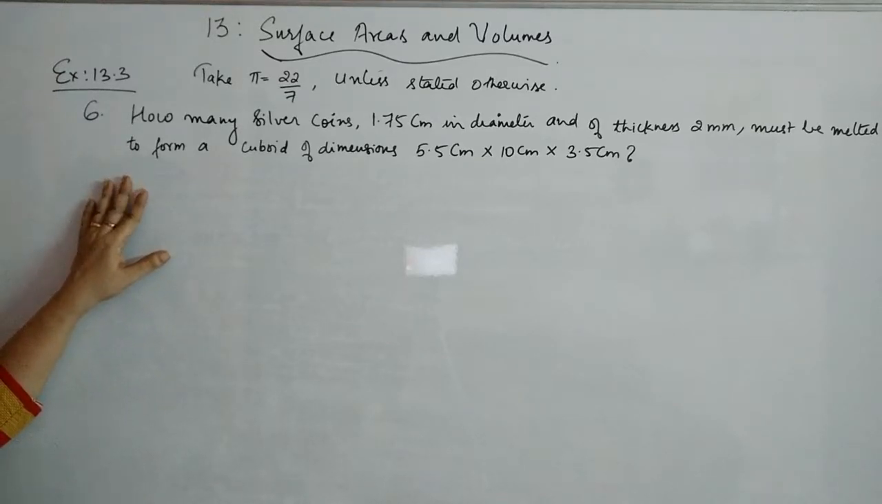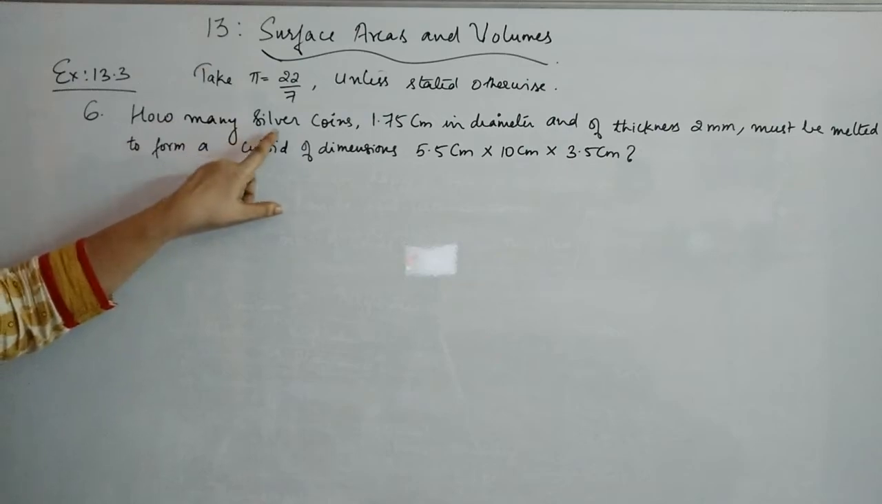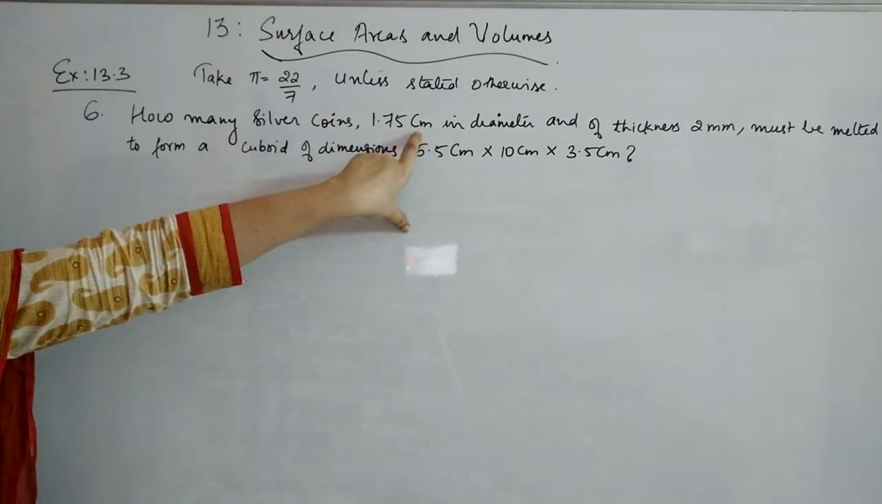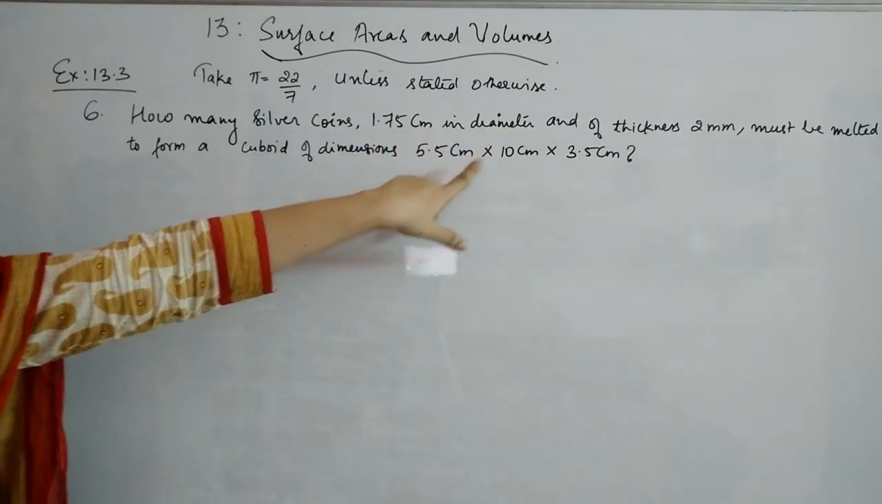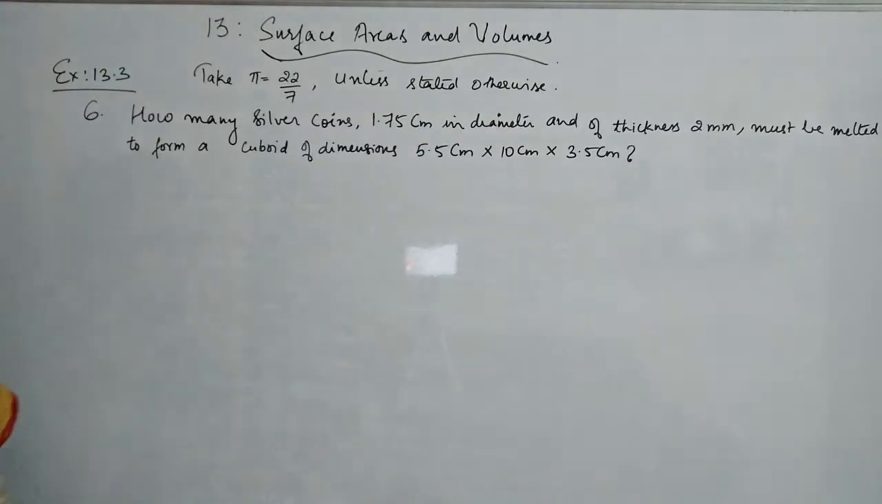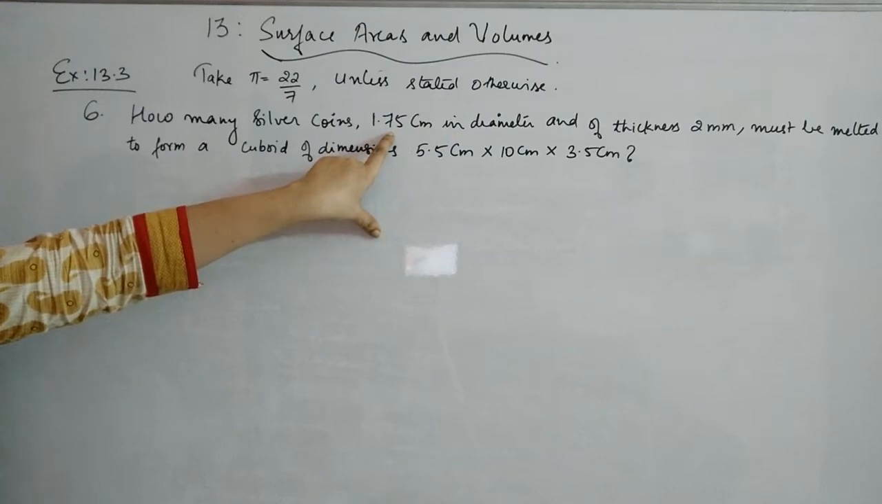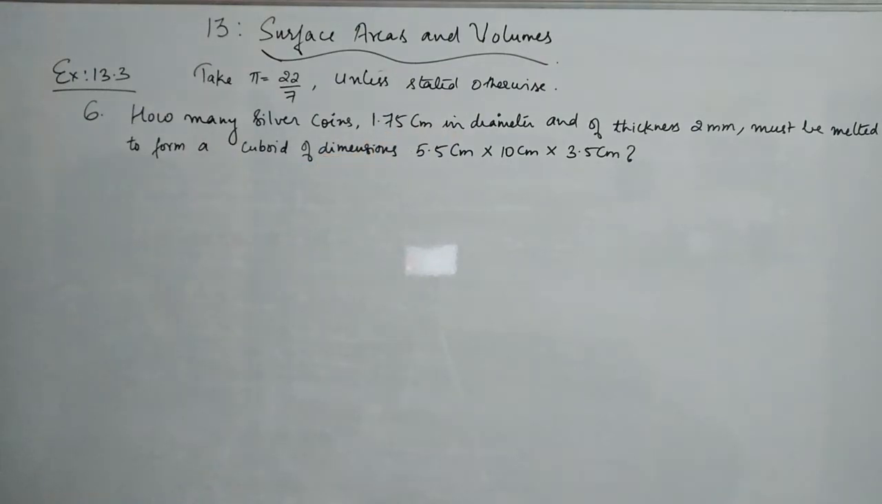For that, we will take n to be the number of silver coins which you can make, whose diameter and thickness are given. Again, you can see here it is centimeter, there it is mm, remaining all are in centimeter. So you have to convert thickness, that is 2 mm, in terms of centimeters, that is 2 by 10, you will get as the thickness. Okay, and diameter is given. So again, you need to find out what is radius, 1.75 by 2, of the silver coin.